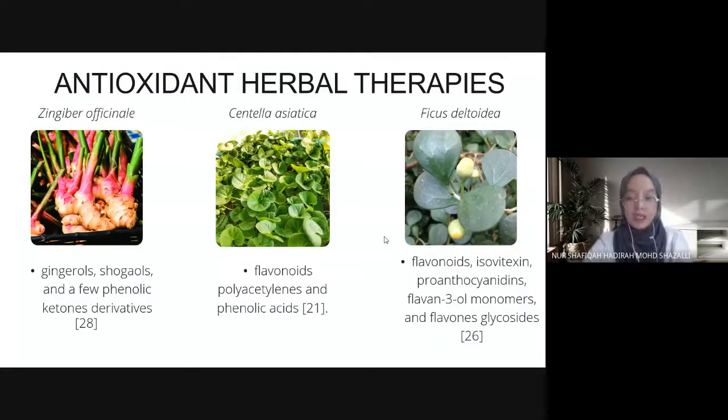Next, I will review the three herbal plants, which are Zingiber officinale, Centella asiatica, and Ficus deltoidea. Zingiber officinale is also known as ginger, Centella asiatica is also known as pegaga, and Ficus deltoidea is mistletoe fig. These herbal plants contain high antioxidant properties as herbal therapies.